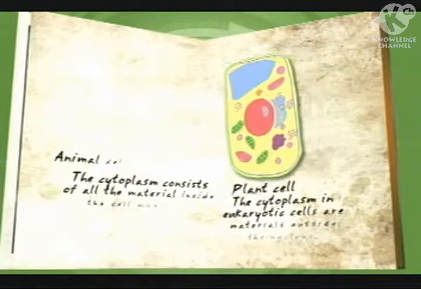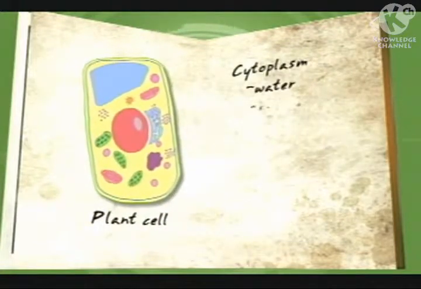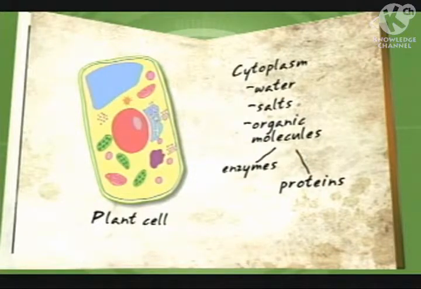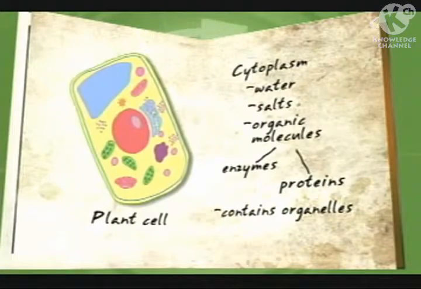The cytoplasm consists of all the materials inside the cell membrane, and in eukaryotic cells, outside the nucleus, which is itself contained by a membrane. The cytoplasm includes water, salts, and an assortment of organic molecules including enzymes as well as proteins. The cytoplasm also contains a variety of structures called organelles. Each organelle performs a distinct cellular function.